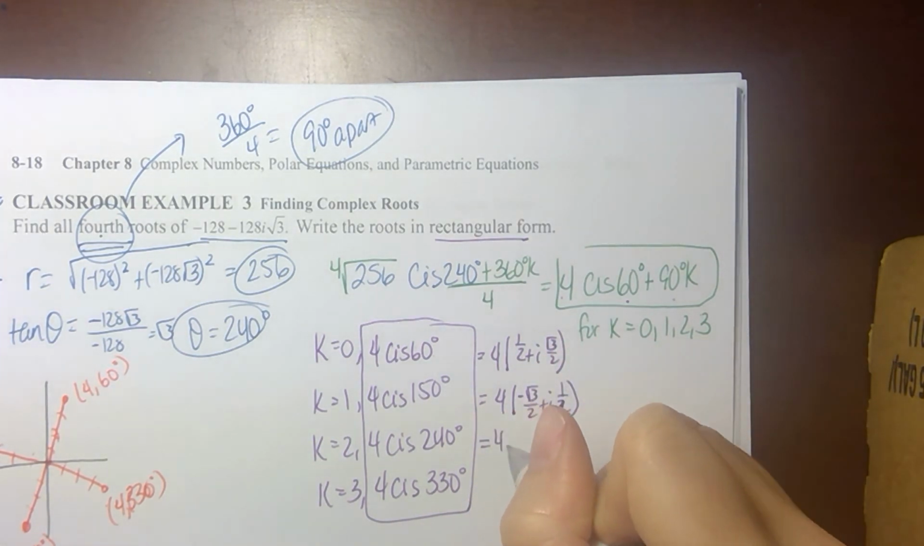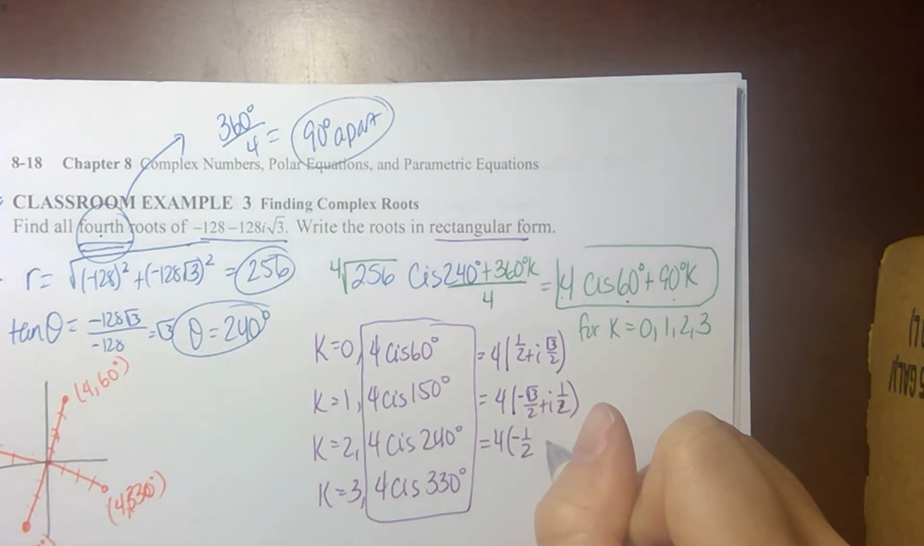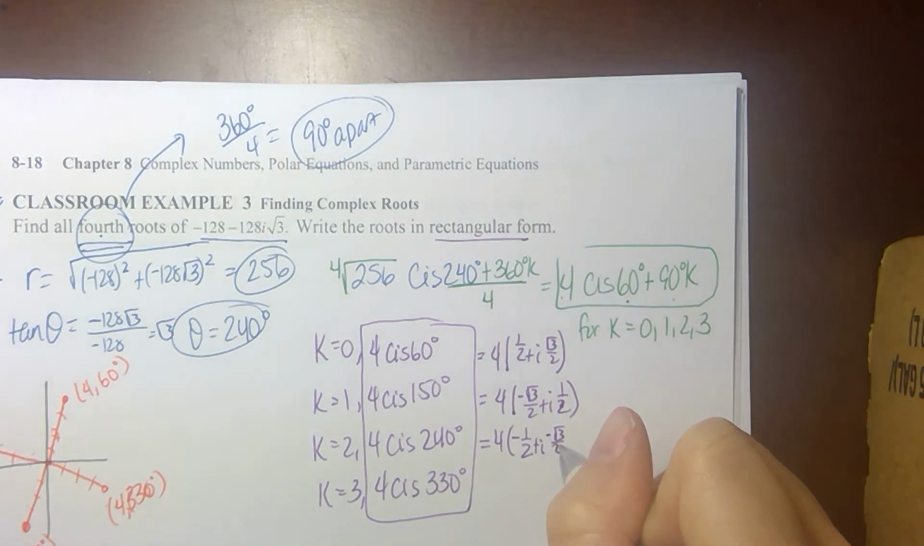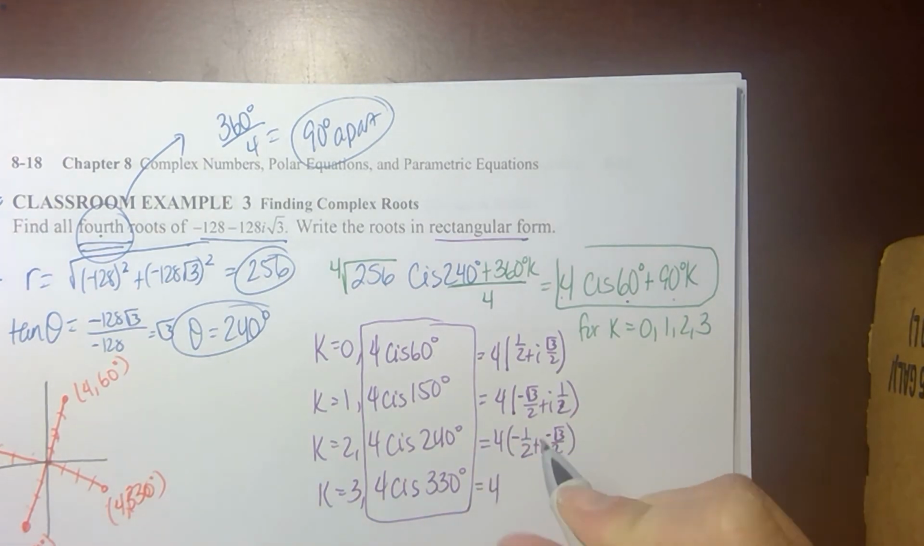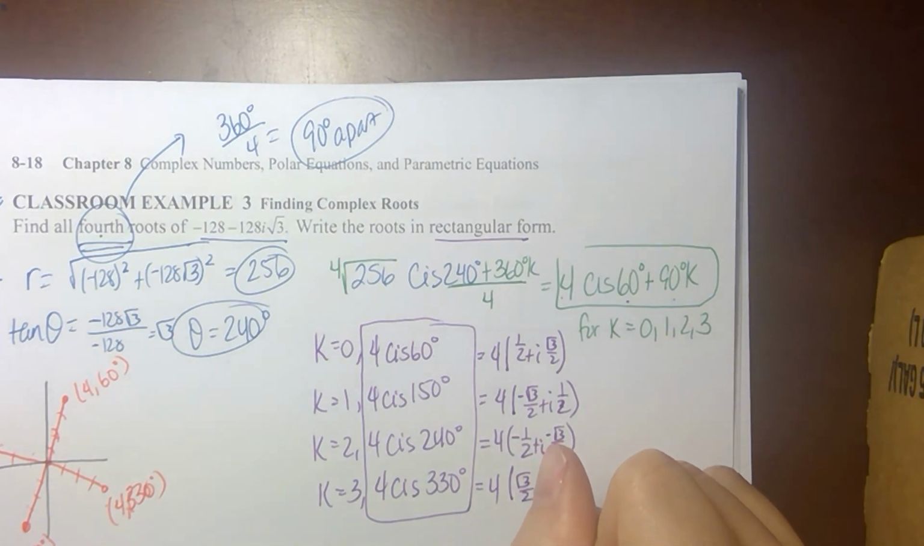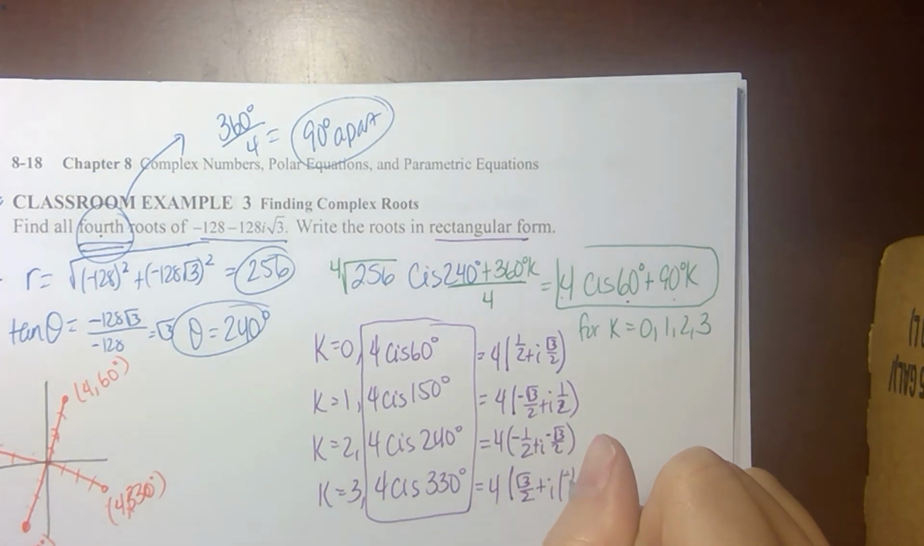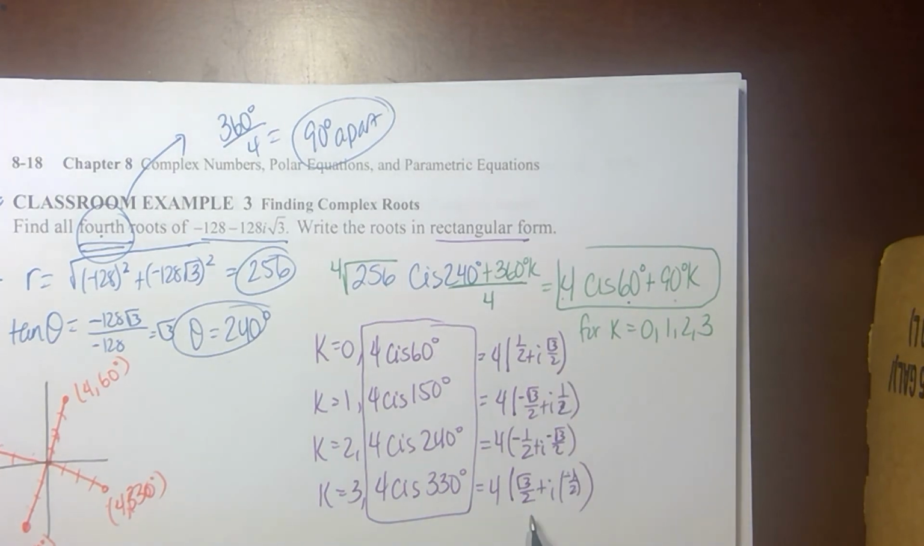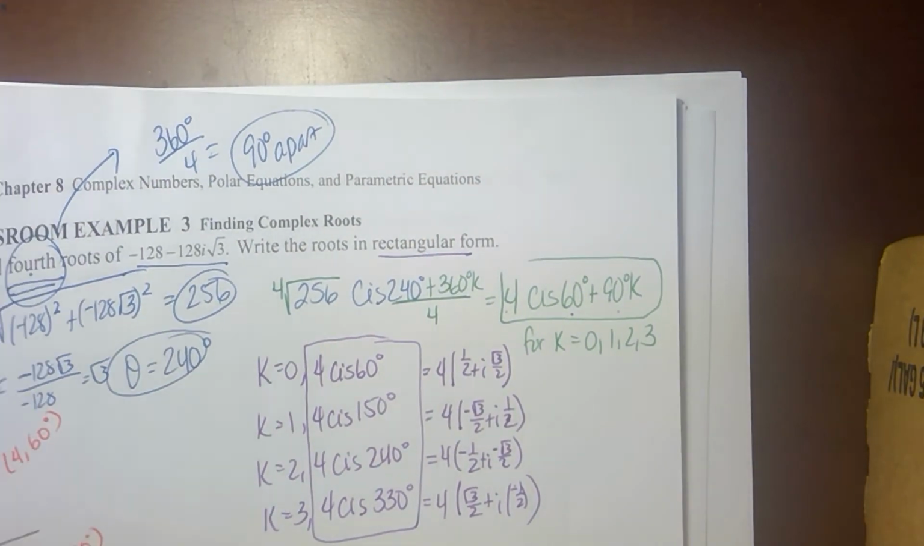For the third root, I'm in quadrant 3, so they're both negative. And for the last one, I'm in quadrant 4, so my cosine value is positive and my sine value is negative. Where am I finding these values? I'm either remembering them, or finding them in my notes because I have a key to refer to.